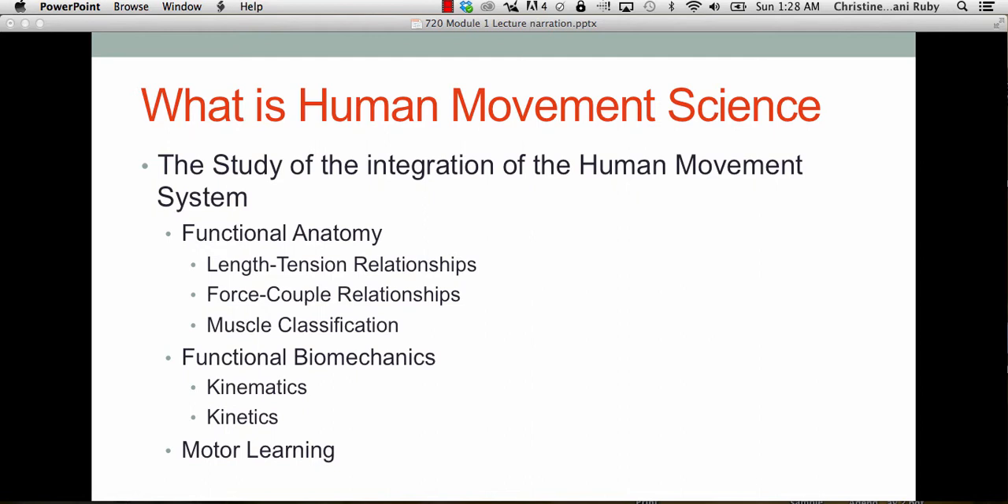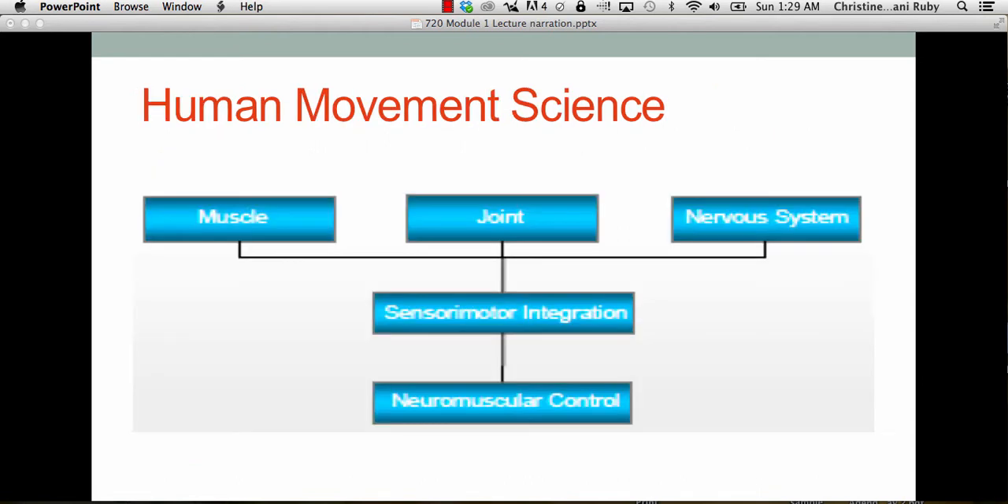Another system within human movement is functional biomechanics. This involves the movements of the joints and the bones, and also how the body is affected from outside forces and forces from within. Lastly, motor learning is a big part of human movement, and this is our nervous system. This is how the brain and spinal cord control the muscles. So here in this grid you can see that muscles, joints, and our nervous system all come together to give us what we need for human movement. It brings together the sensory-motor integration and neuromuscular control that we need to perform movement efficiently.